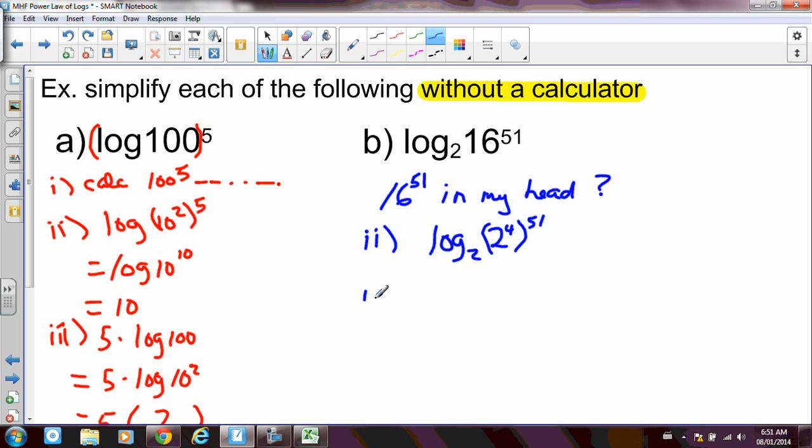But again, my probably favored solution is this is an exponent on an exponent. The log is the exponent. And so I can rewrite it as 51 times log base 2 of 16.